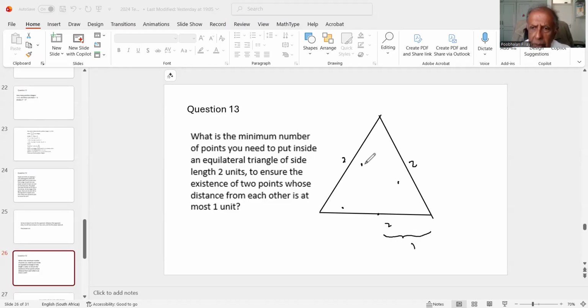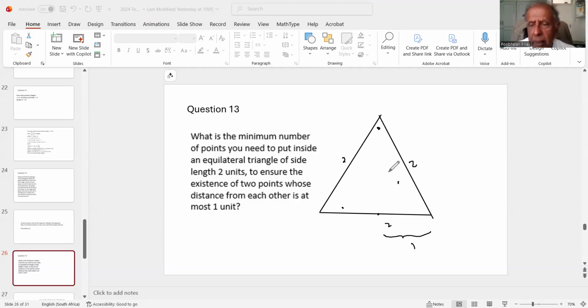Okay, maybe I should put this point a little bit further away, quite far away. So here. Now you can see this distance is more than 1. This distance is more than 1. And this distance also looks like more than 1. So I can put 3 points, and it's not possible to find 2 points whose distance from each other is at most 1. So it can be 1, but not more than 1.